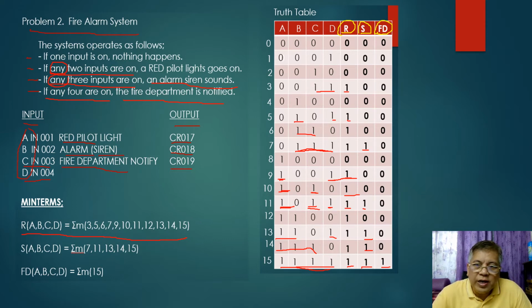Then for the siren, what will be the min terms? S as a function of A, B, C, D is equal to summation of min terms 7, 11, 13, 14, and 15. Whereas for the fire department, the min terms will be FD as a function of A, B, C, D is equal to summation of min terms 15 only. So this one only, no? Okay, so that will be your min terms.